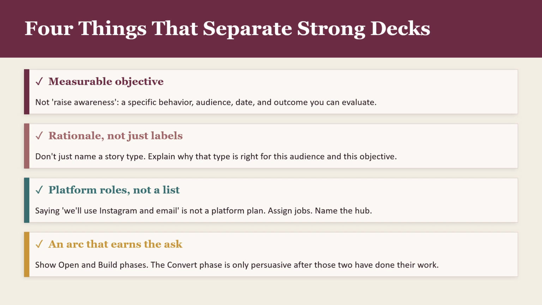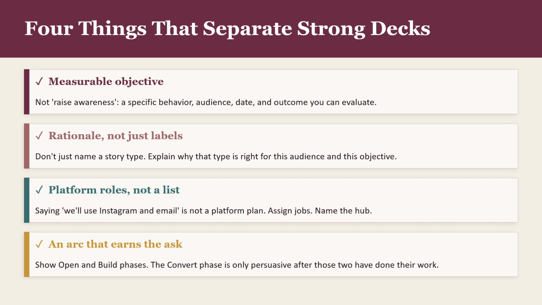You need a rationale, not just a label. Value story next to a content item is labeling. It's not strategy. The strategic work is explaining why a value story is right for this specific audience who needs to feel this specific thing in order to take this specific action.